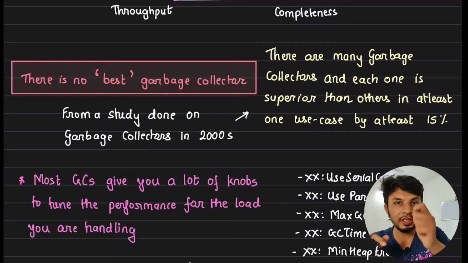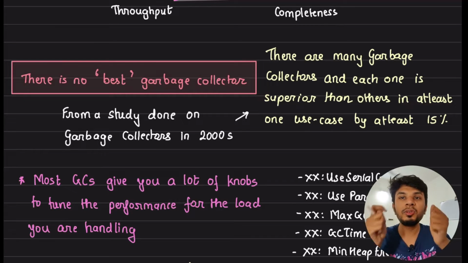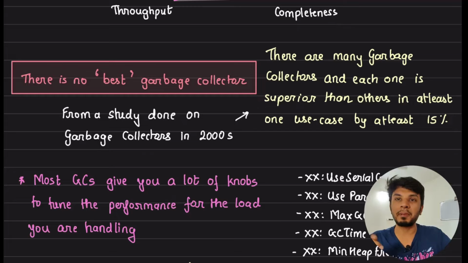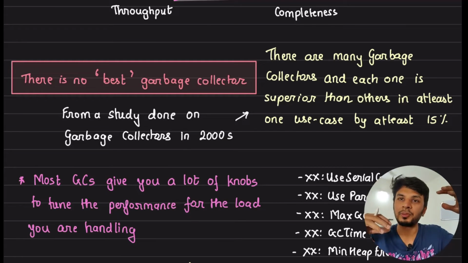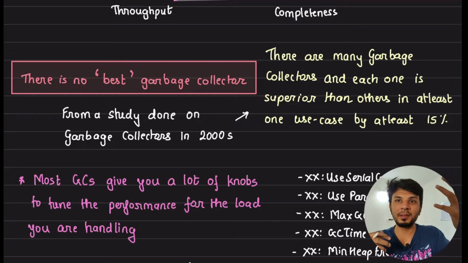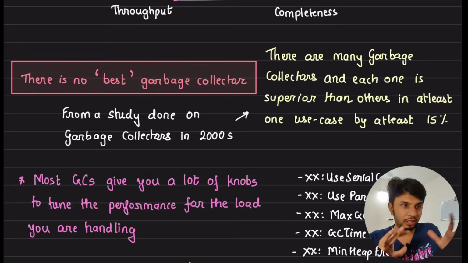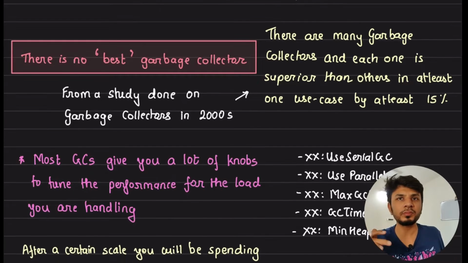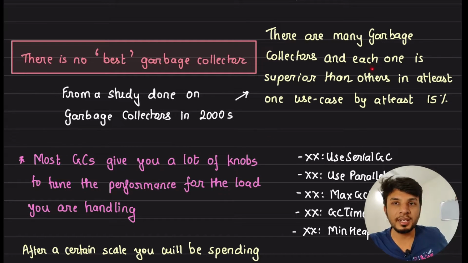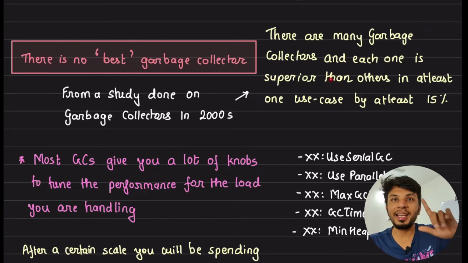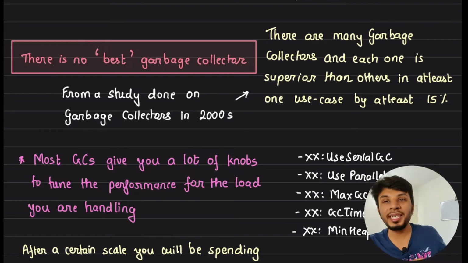And if that particular characteristic or use case is something you need, you have to go for that particular GC. And obviously, when something is good at something, it is also bad at a few. So you get the best, but you also have to suffer the worst for those extra parameters. Right? So there was a study done in the 2000s around garbage collectors, and what folks found out is that each garbage collector is superior to the others in at least one use case by 15%.